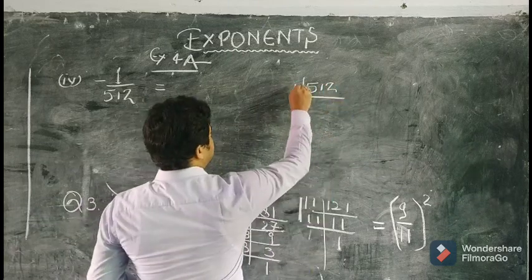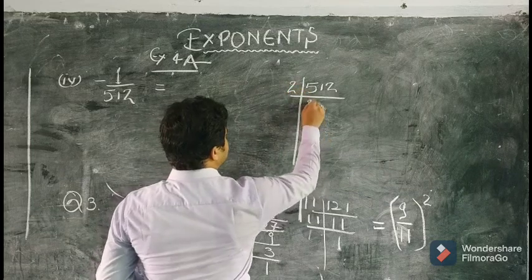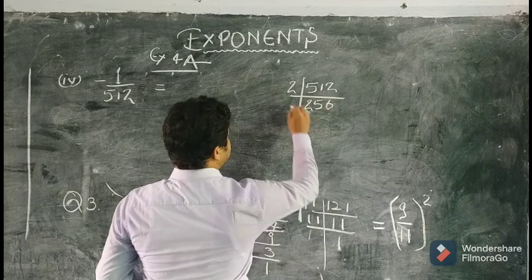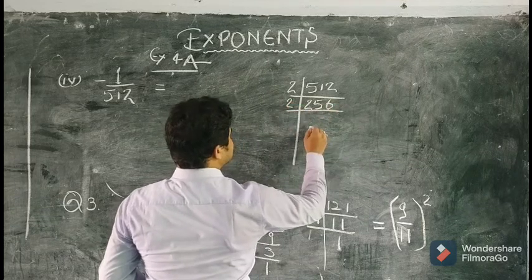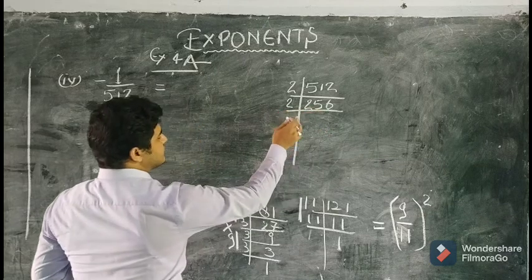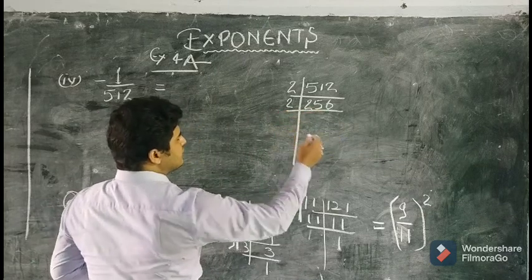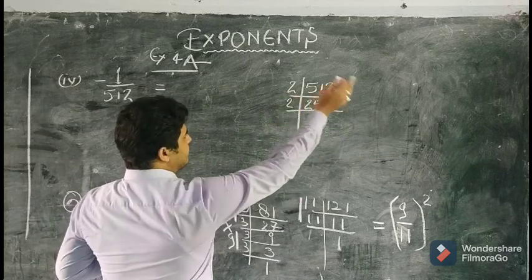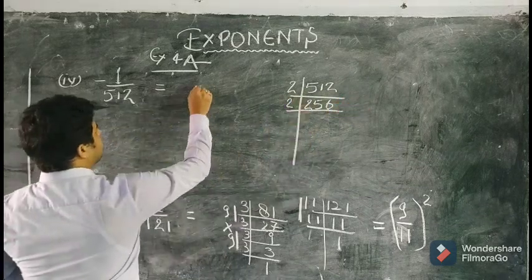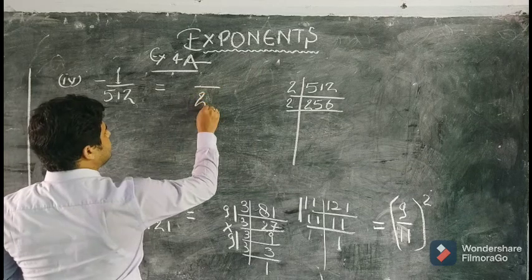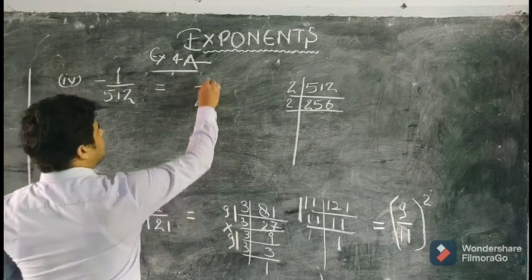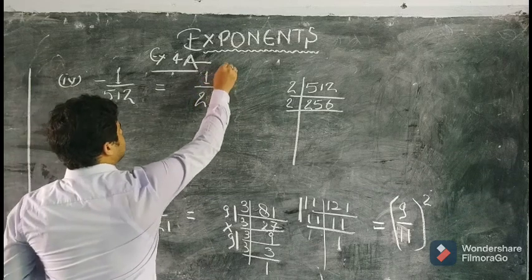We can divide it by 2. 2 2s are 4, 5s are 10, 6s are 12. Then again 2. Then we know that 256 is 2 to the power 8. So 512 will be 2 to the power 9. 1 will be increased. So we can directly write it down as 512 can be written as 2 to the power 9. And 1 can be written as 1 to the power 9.